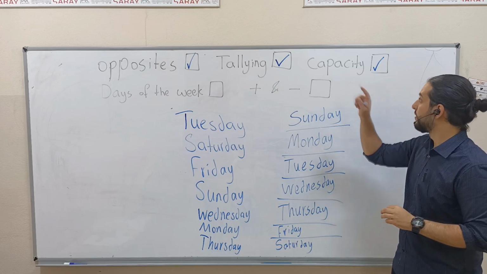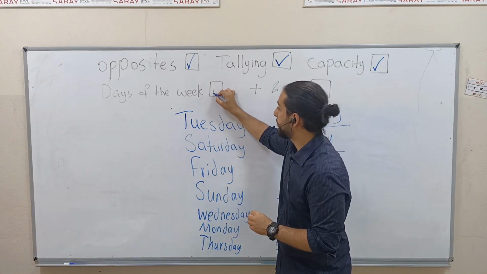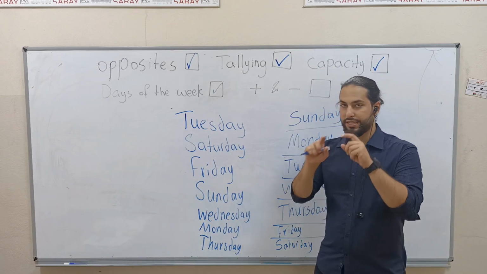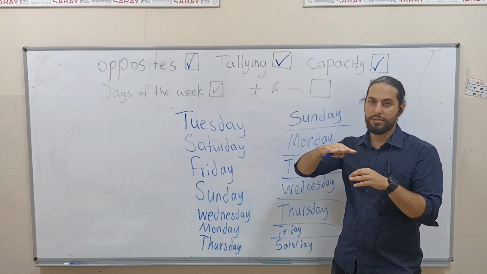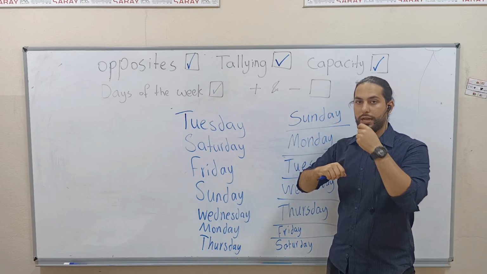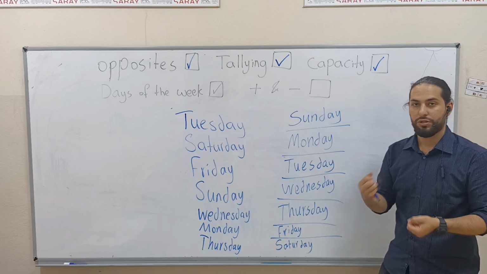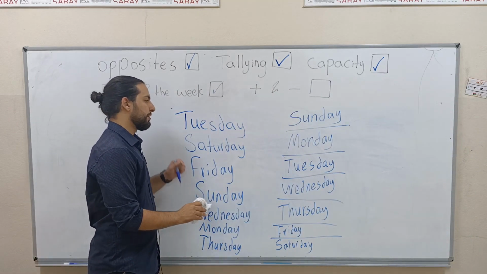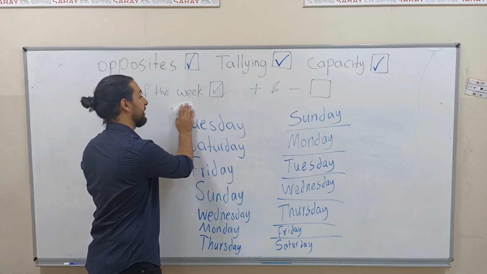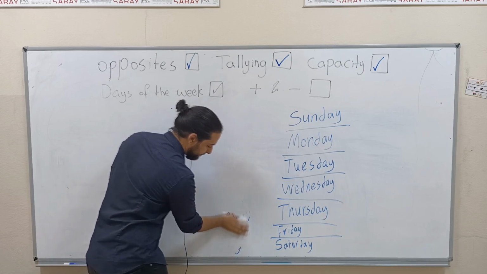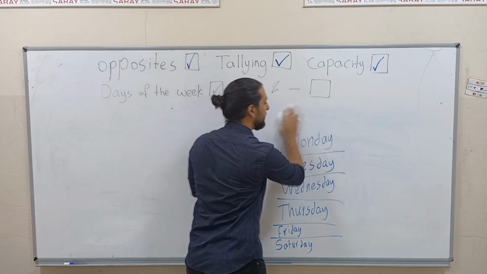So this is the fourth thing we have to go through, which is days of the week. You could write them on a piece of paper, Saturday, Sunday, Monday. You can cut them up and have your child put them in order. And that is a very nice exercise to get them engaged in putting them in order. So that's the fourth thing that we have to go through. And now number 5, which is plus and minus.